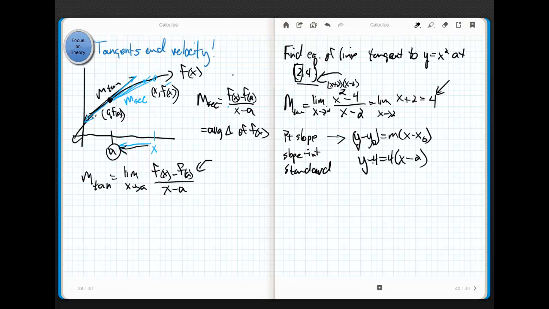Isn't that awesome? Now, I realize that this may rankle some of you because it's not in the slope-intercept form, which is the function form.